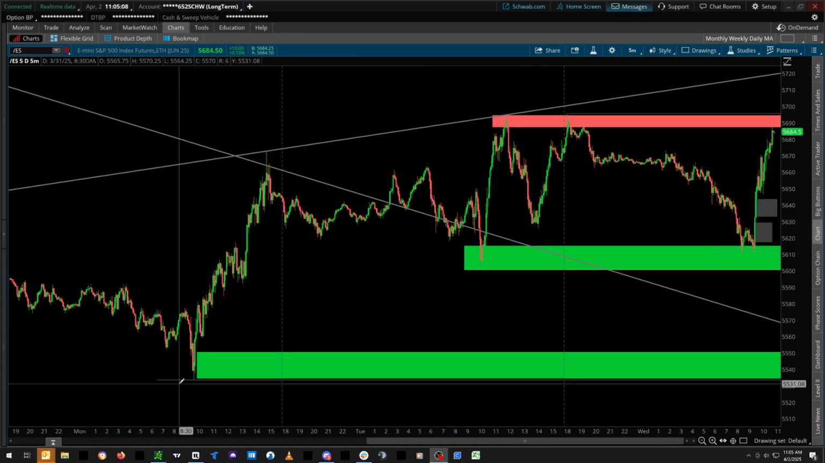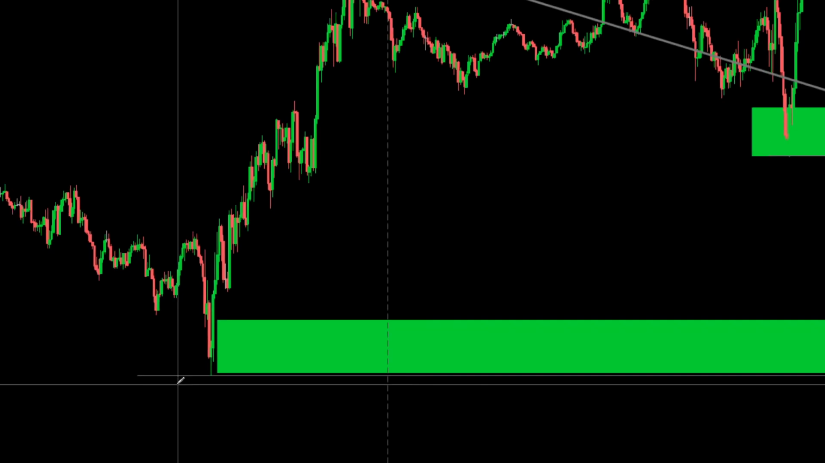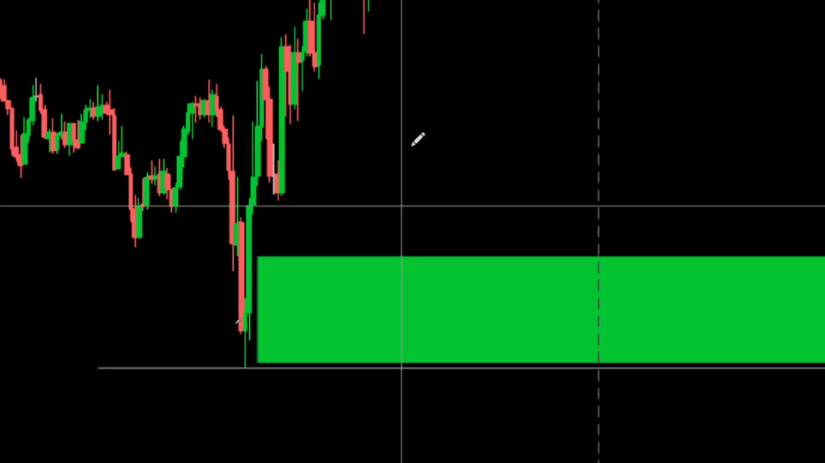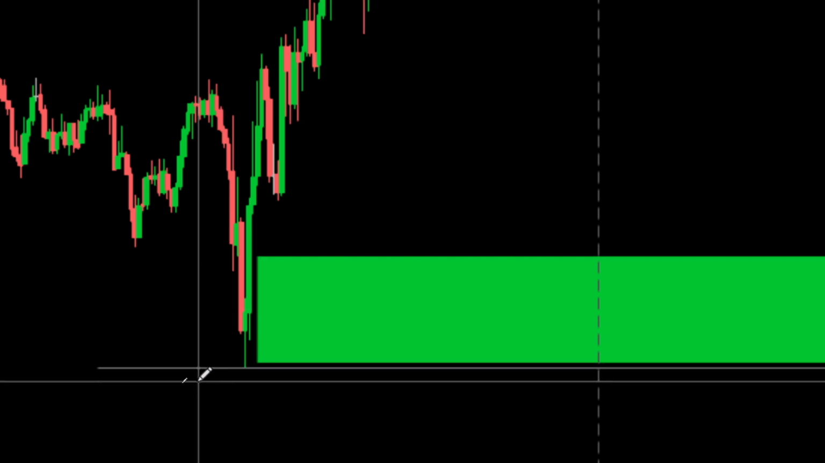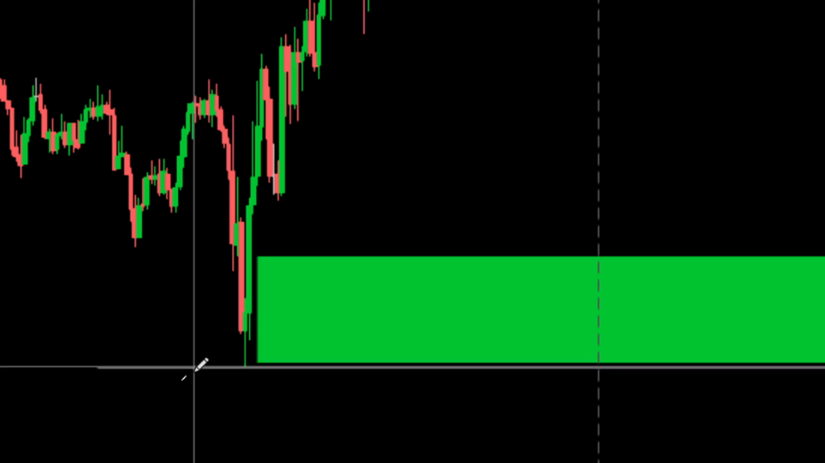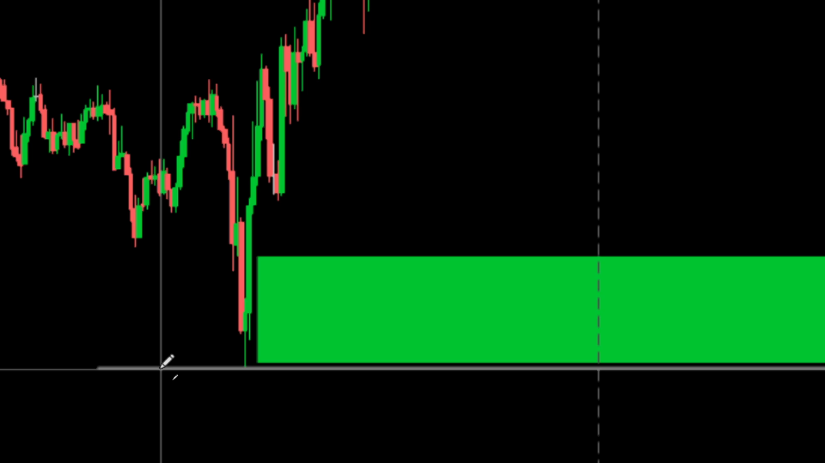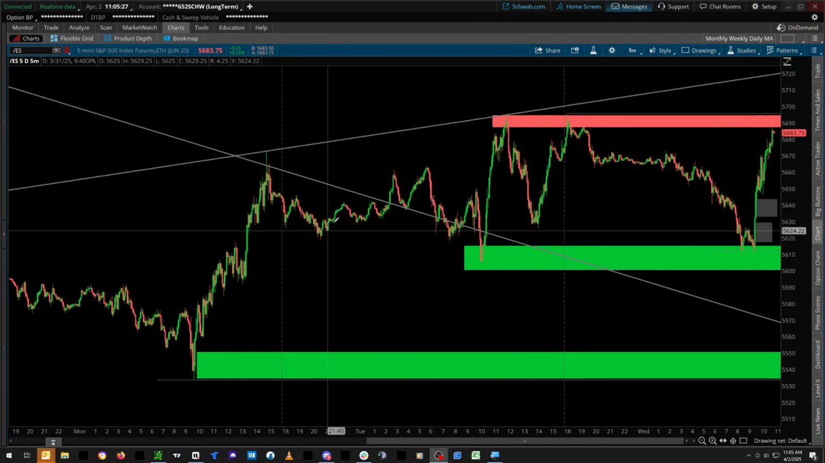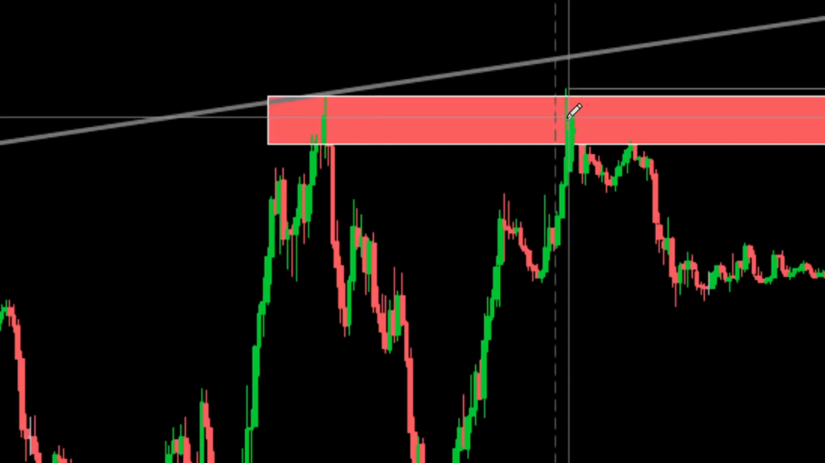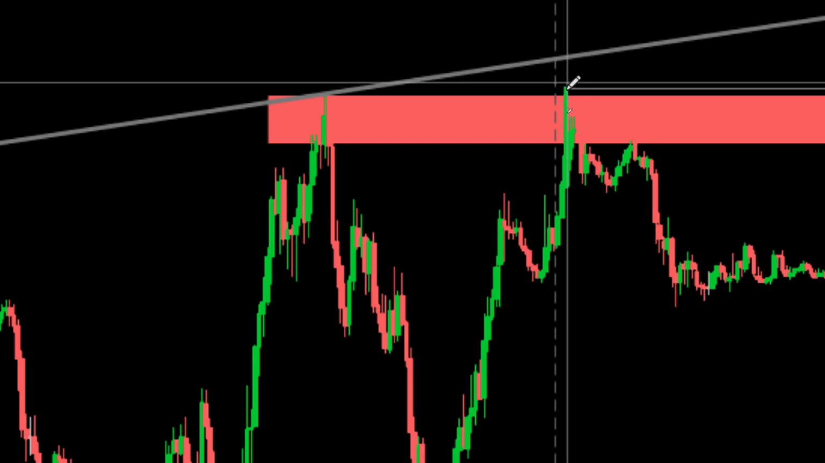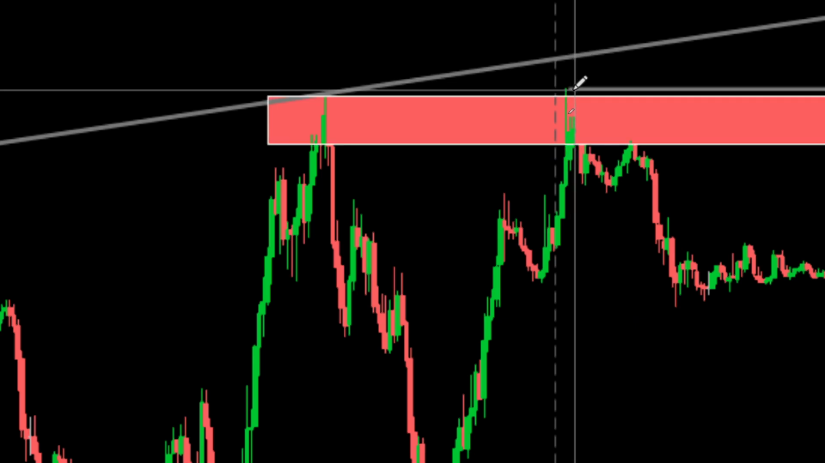You'll also notice, for example, come on, there it goes. You'll notice I've got this demand area here, but it also coincides, typically, very common, with a low. And we'll also see same thing up here. We've got a supply area coinciding with a high.